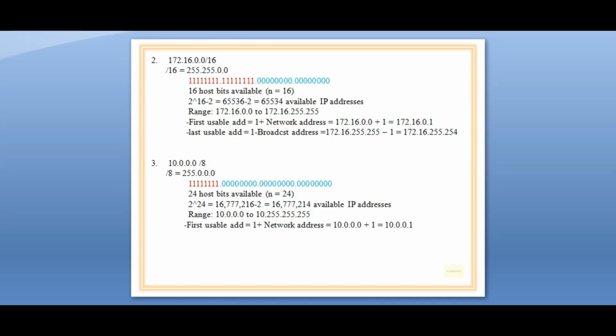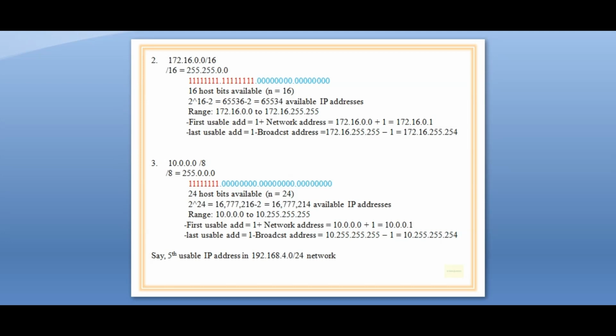The first usable IP address is 10.0.0.0 plus 1, which will give us 10.0.0.1. And the last usable IP address equals 10.255.255.255 minus 1, which gives us 10.255.255.254. Now one more thing that we can do here is, suppose I need the fifth usable IP address.